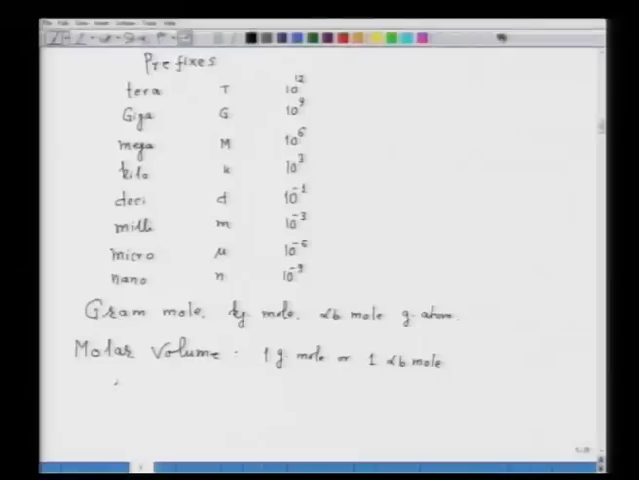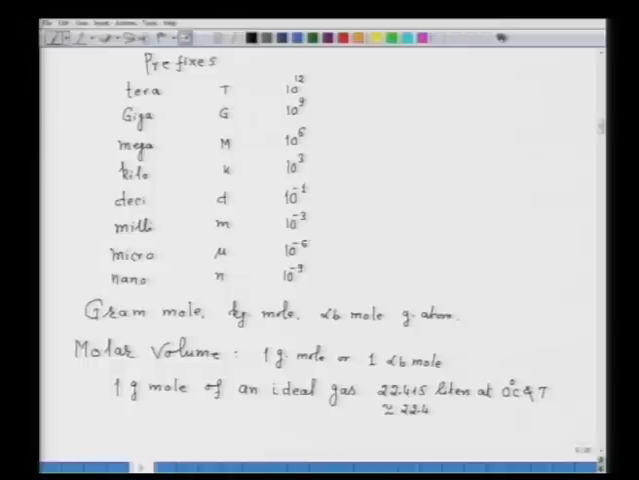So, 1 gram mole of an ideal gas occupies 22.415 liter, or we can approximate it to say 22.4 for calculation, and to remember, this is at 0 degree C and 760 millimeter mercury. This point is very important to note.